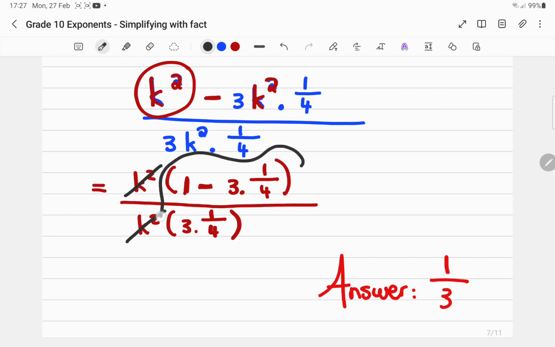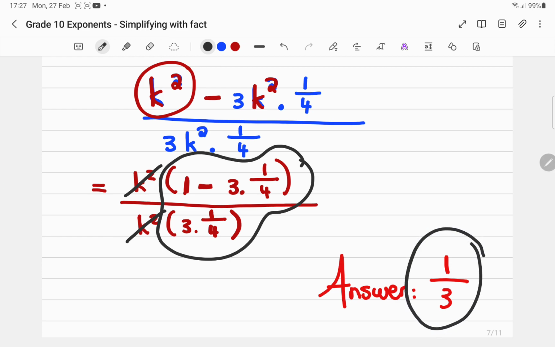And then again, once you pop this into your calculator, 1 minus 3/4 divided by 3/4, it should give you a third. Okay, so I'm not going to go too much into the calculation. You can just use your calculator to pop it in there.